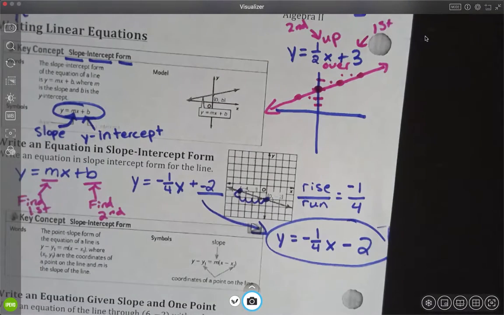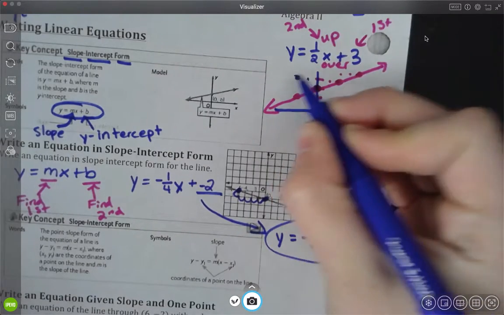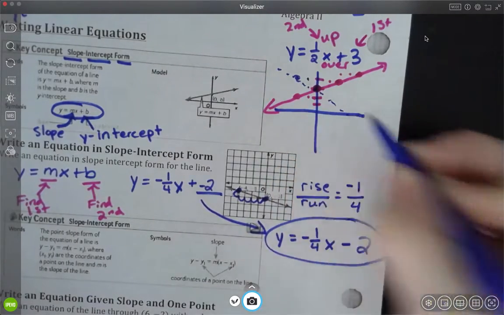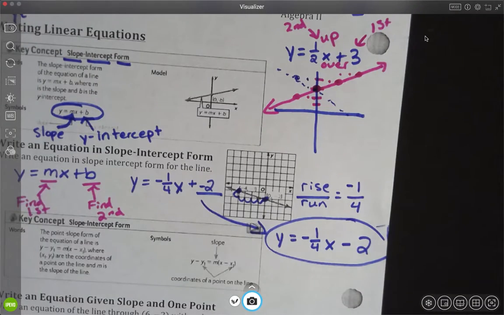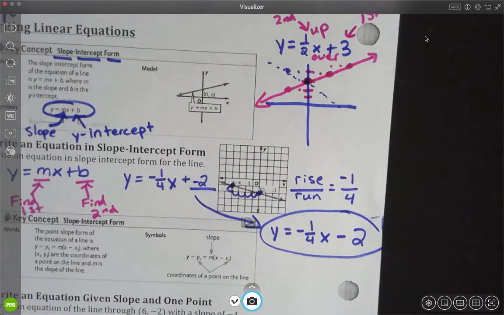Now, what happens if instead, on accident, I went up 1 and I went over 2 this way? It would look like this. My line would look like this. How do I know that that's not right? Because it's going downhill. My slope is positive, so I don't want to do that. I don't want to go to the left 2. I want to go to the right 2, because then my slope is going uphill. Does that make sense?